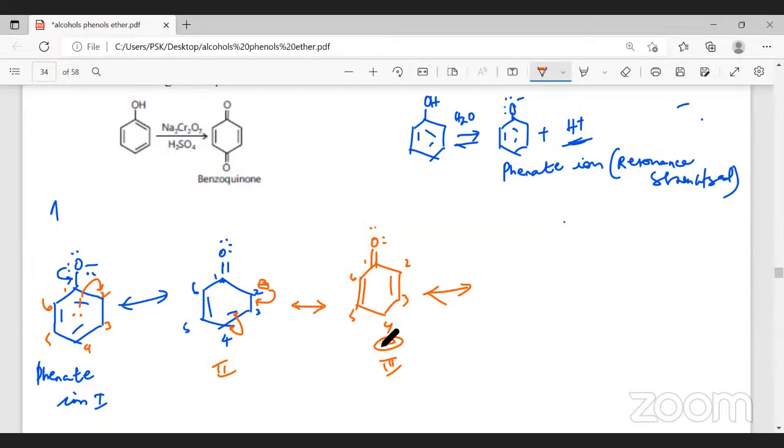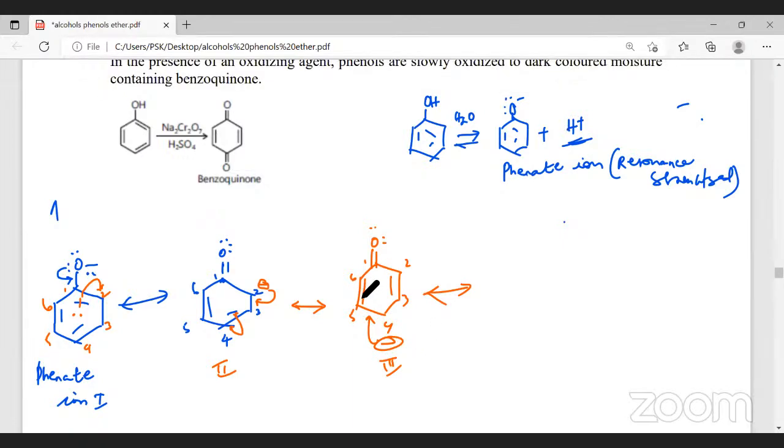The electrons on carbon 4 now move between carbon 4 and 5. When they move between carbon 4 and 5, the double bond between 5 and 6 breaks and the pi electrons move towards carbon 6. So the fourth resonance structure will have a double bond here, double bond here, double bond here, negative charge, oxygen, and this is carbon 1 and this is carbon 6. Now, this is the fourth resonance structure.